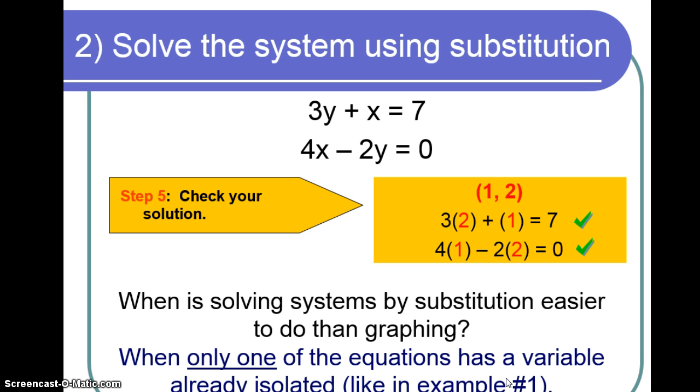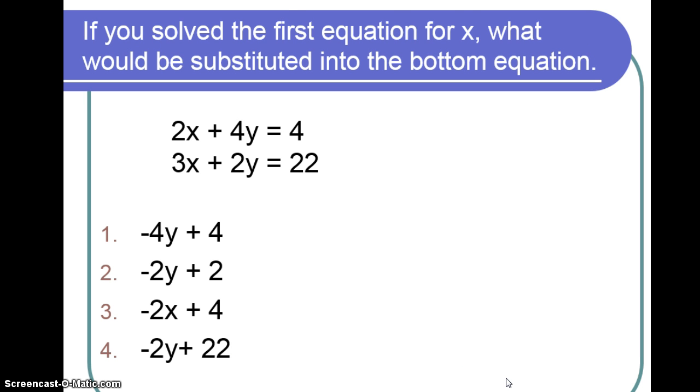Hopefully you have just resumed the video, and the generic idea is that it is easier to use substitution when only one of the equations has a variable that is already isolated. This is like the example that we did in the first video, or some of the examples you have on the worksheet to go with your notes. So let's do a quick quiz to go with your little paragraph that you just wrote, and hopefully I'll have the opportunity to check it in the morning.